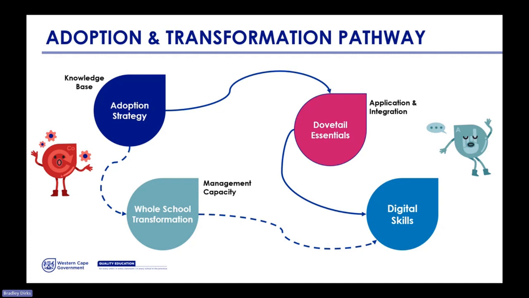So once the SMT has been capacitated and you've given them training and you've shown them what can be done with the adoption strategy and what you have learned there, it moves over to becoming a digital skill that the school will now incorporate into their lessons. So the teachers will move away from textbook teaching or blackboard teaching. They will now start using e-learning within the subject and ensuring that they make their textbook come alive.